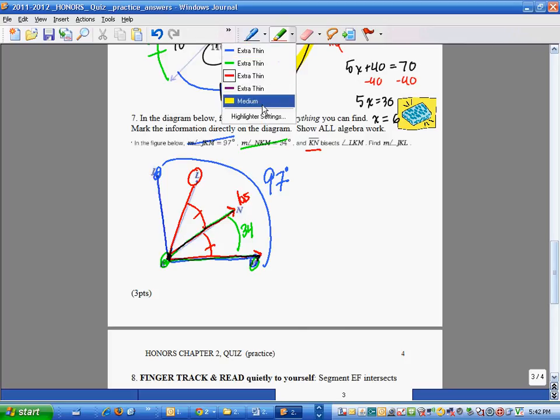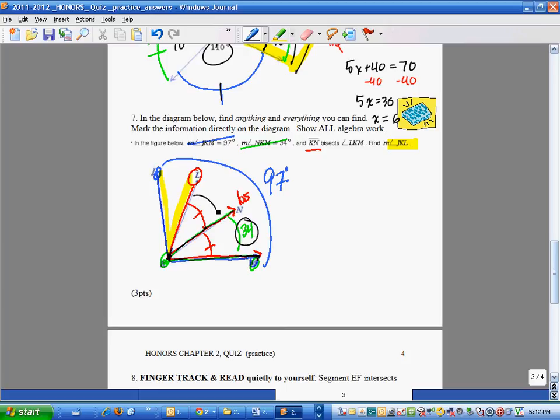And if that's 68 degrees, to get this right here, we're simply doing 97 minus 68. And we get 29 degrees. Did you find all the angles? Yes.